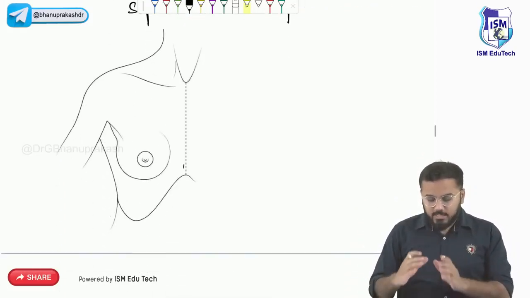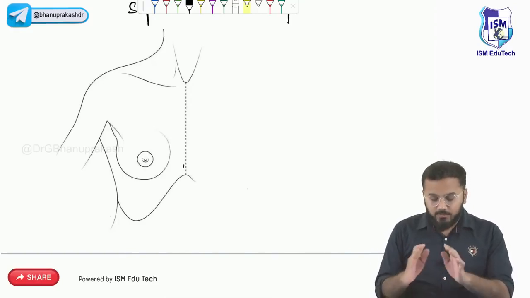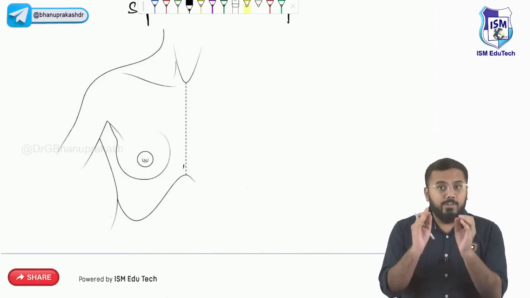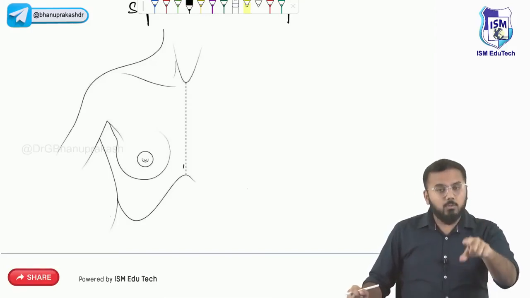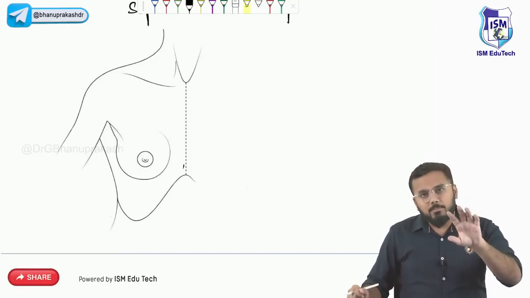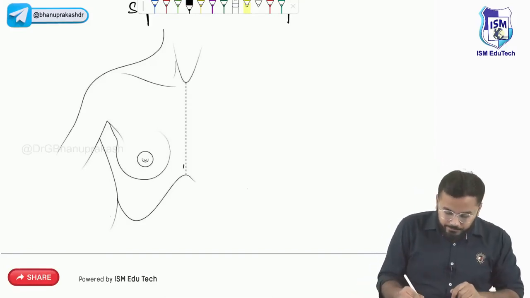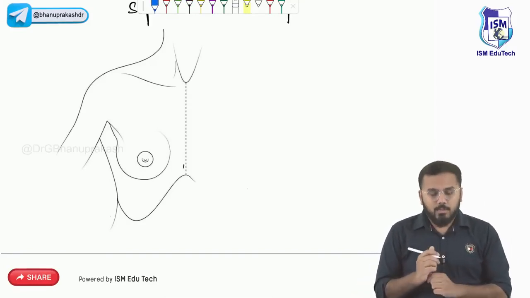Now let us see, within the breast, what are the different types of lymph nodes that are located. This is very, very important. Yesterday itself I told you how important it is. And one more thing is that today we shall also be doing some MCQs as well. Okay, look here now.